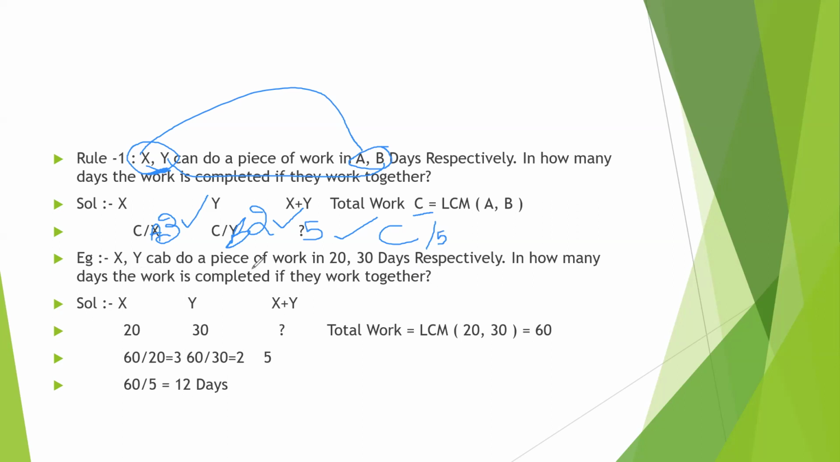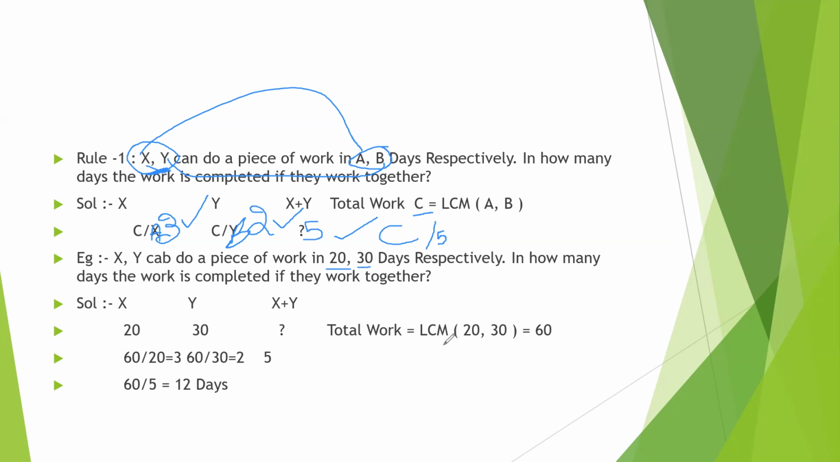Here X and Y are the two persons. X can do the work in 20 days and Y can do the same work in 30 days. If both combine, in how many days is the work completed if they work together?